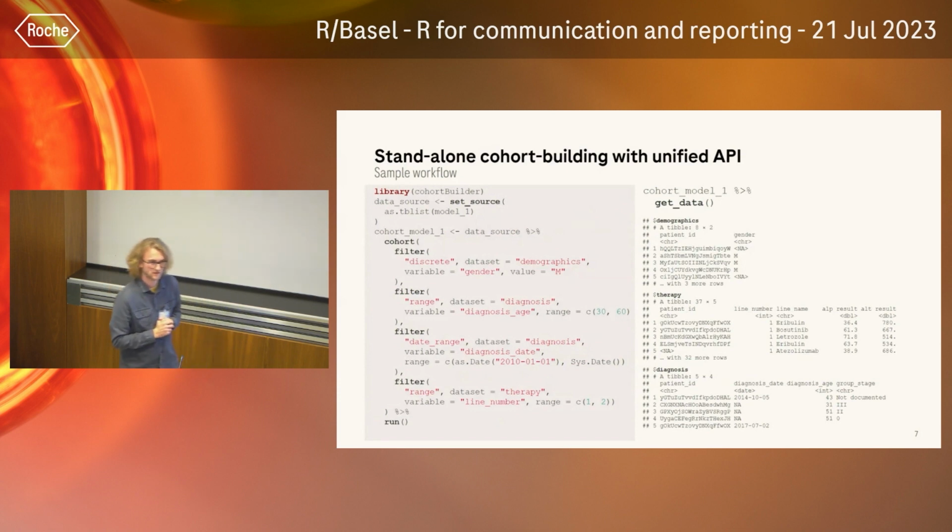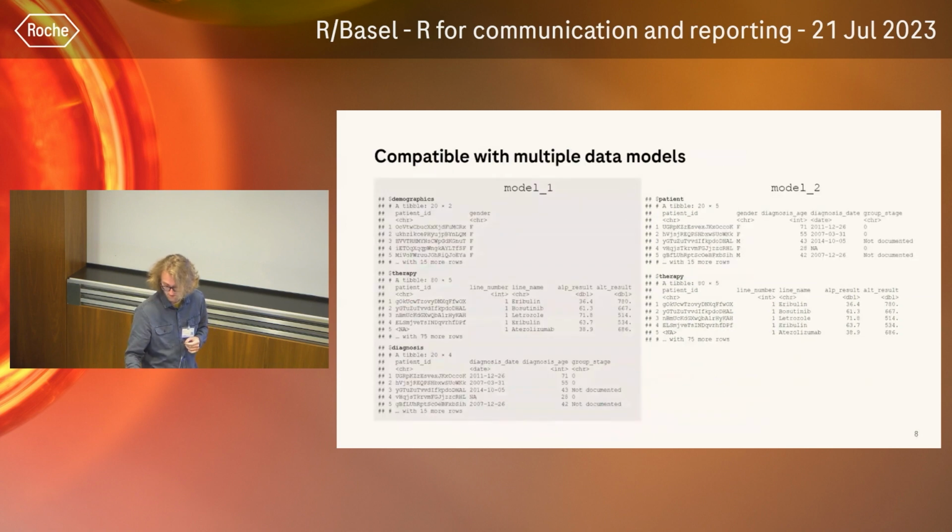Currently, the cohort builder stores 5 types of filters, but it was enough for us to handle almost all of the cases that we needed. So, for example, discrete for the discrete columns, range for numeric variables, and so on. Then, after the configuration is ready, we call run, and the data is returned.